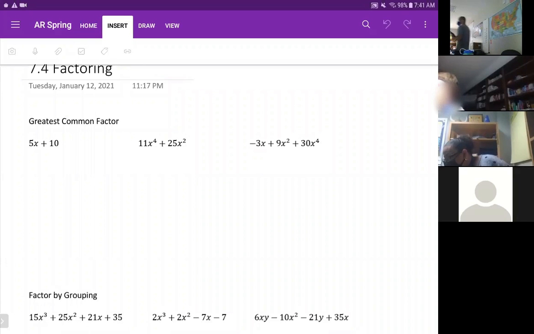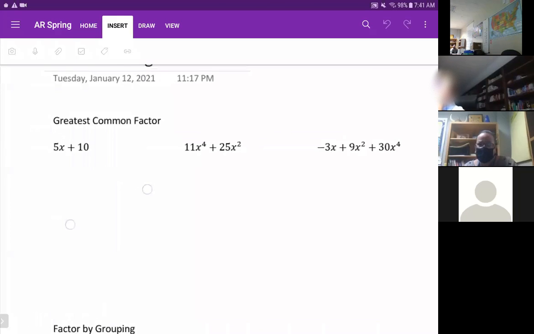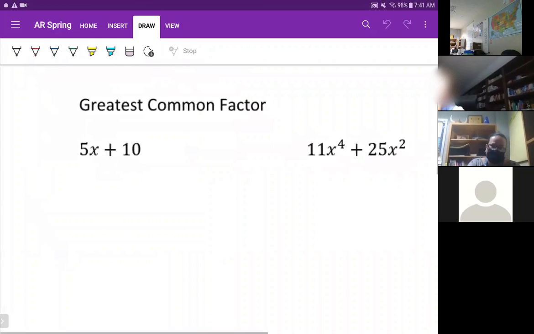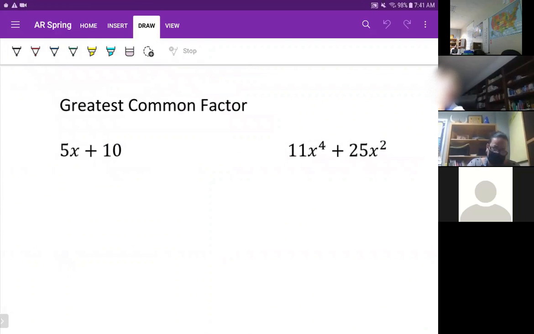Okay, so there's two types of factoring. The first one we're going to start with is greatest common factor. On your assignment, it says which type to do. So with greatest common factor, you see what you can get out of both terms. So here you have 5x and 10.